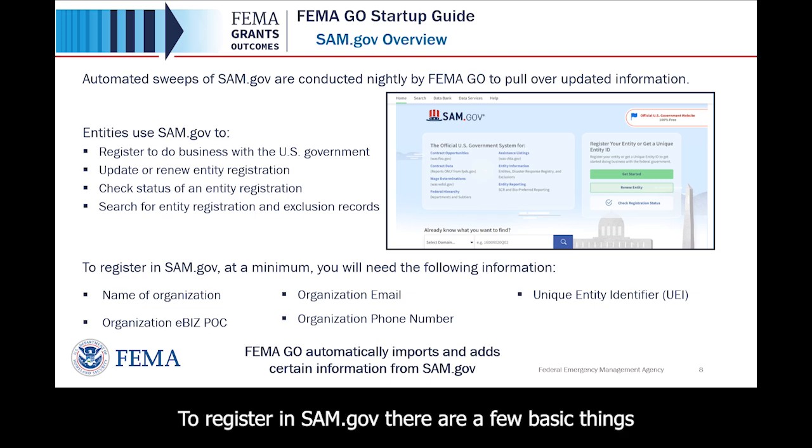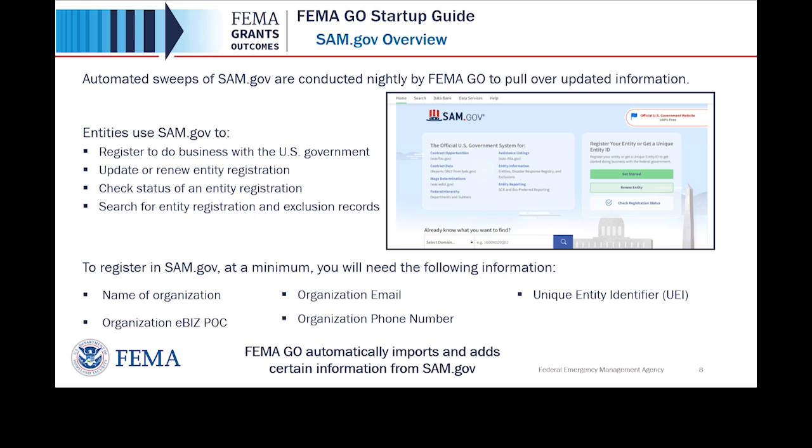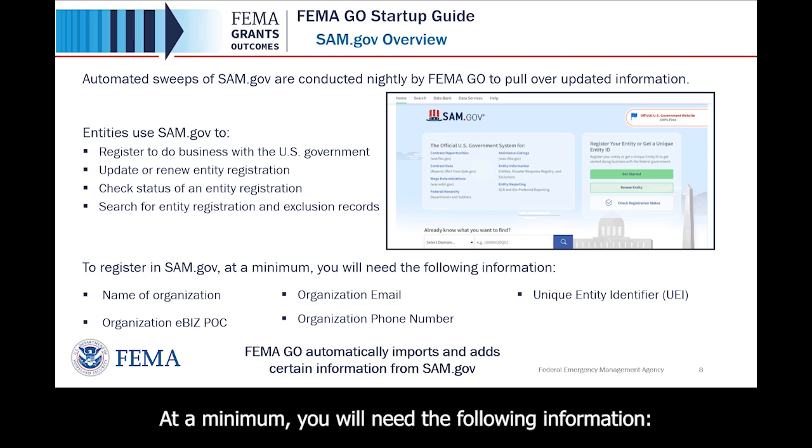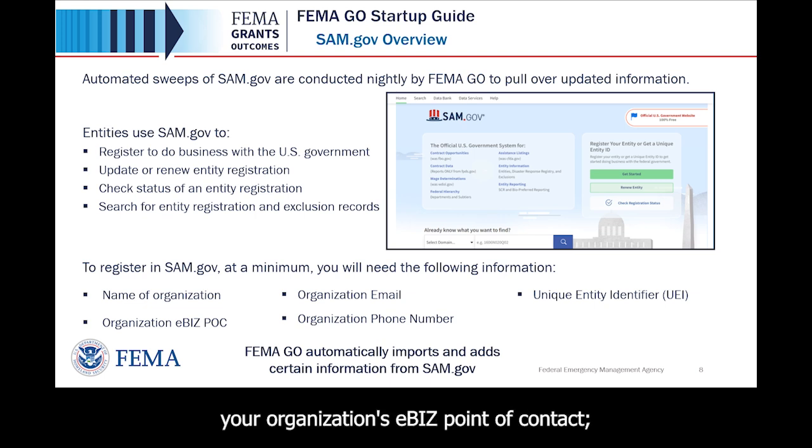To register in SAM.gov, there are a few basic things you need to know about your organization. At a minimum, you will need the following information: the name of your organization's eBiz point of contact, your organization's email, the organization's phone number, and the unique entity identifier. After your registration is complete, FEMA Go will automatically import and add certain information from SAM.gov. Please be sure to check this information for accuracy.